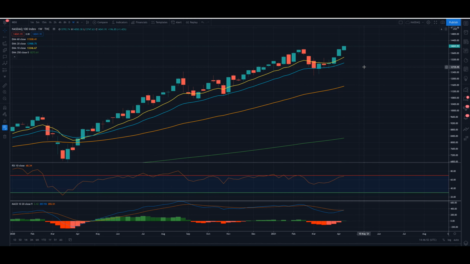So without further ado, let's have a look at where we are. We're above the 10, 20, 60, 250 exponential moving averages on the weekly time frame, looking very, very bullish. 4 green candles in a row. Last week's candle taking us to a new high. We have the RSI. We're not quite overbought yet.